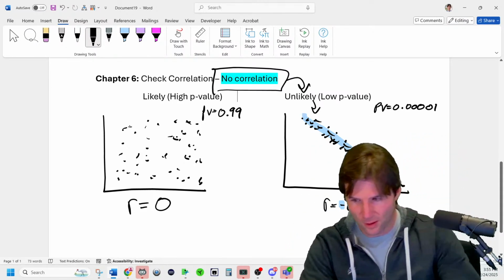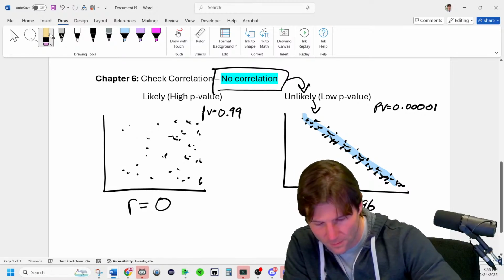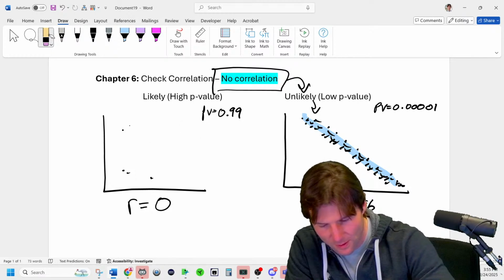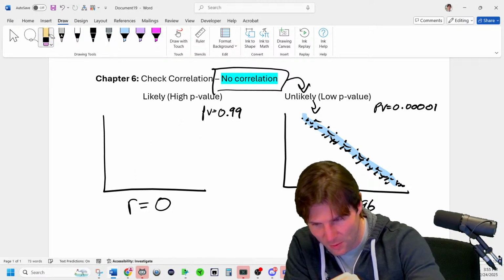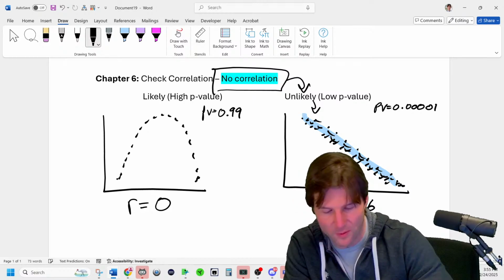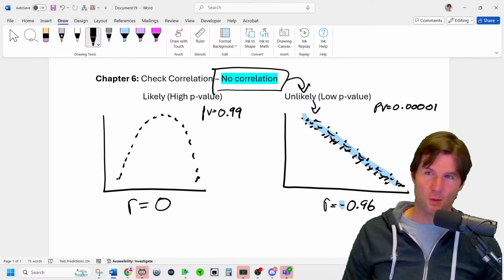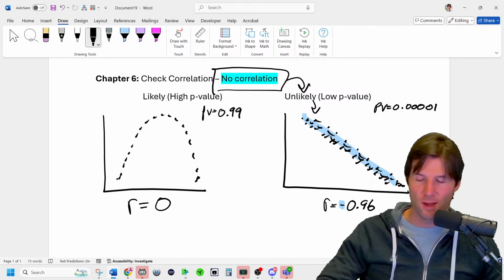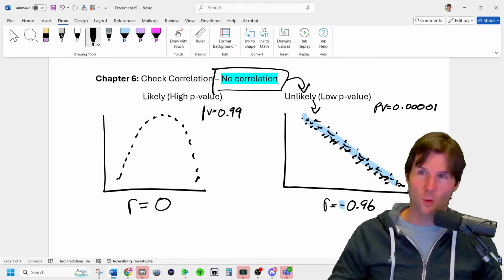Of course, you could also have a nonlinear relationship. You could be like, no correlation, but there's a nonlinear aspect to it. So it just depends on what you want to see. That would also have a high p-value because there's no linear correlation. Correlation only measures linear relationships. So that would still have a high p-value because there's no linear correlation.